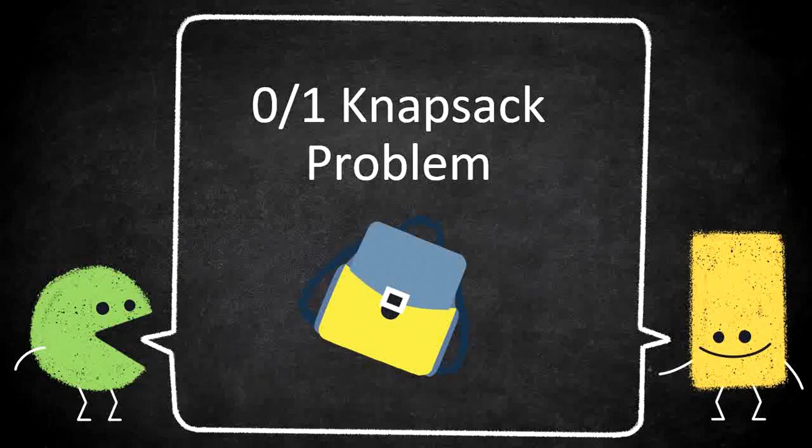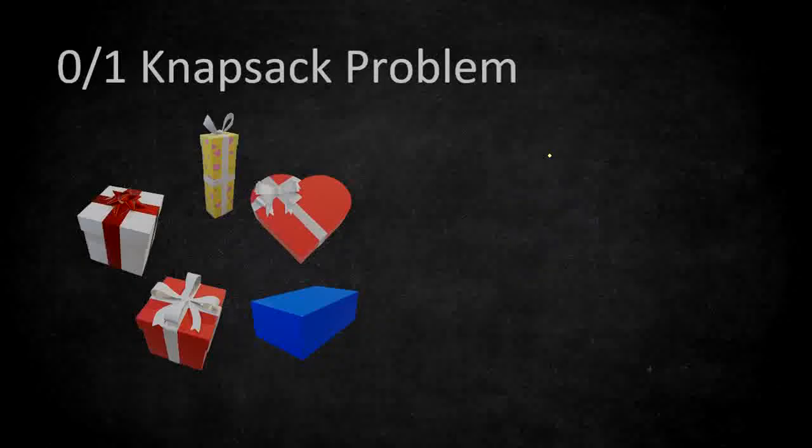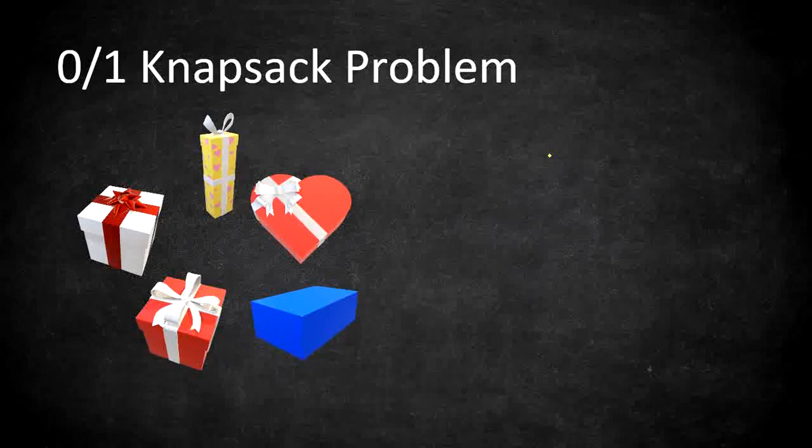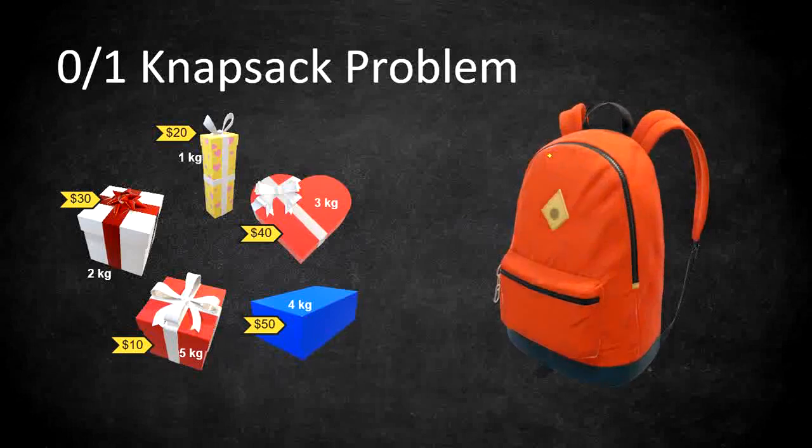So today in this video we are going to cover the 0/1 knapsack problem. Before understanding the concept, let's understand the problem statement. We are given a set of items and each item has some weight and some value. Also we are given a knapsack with some maximum capacity. So we need to find the maximum value of items that we can accommodate in this knapsack.